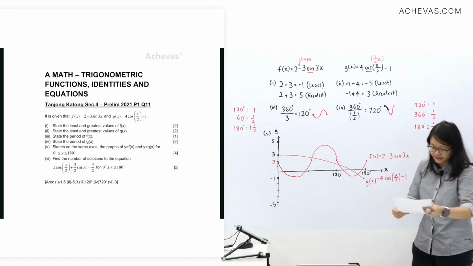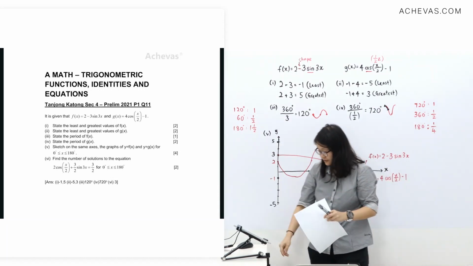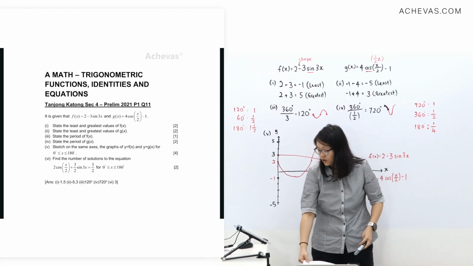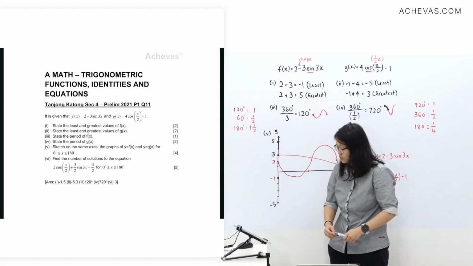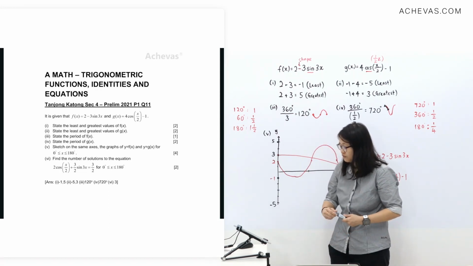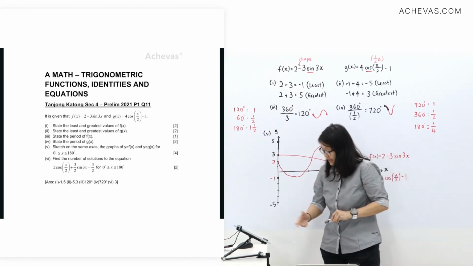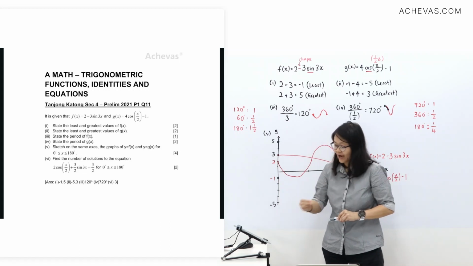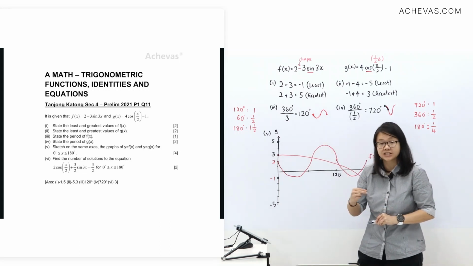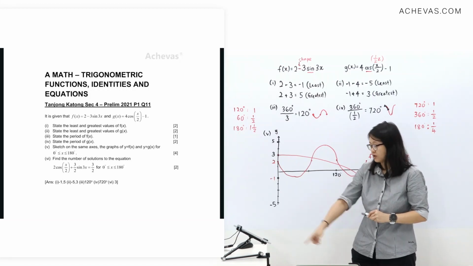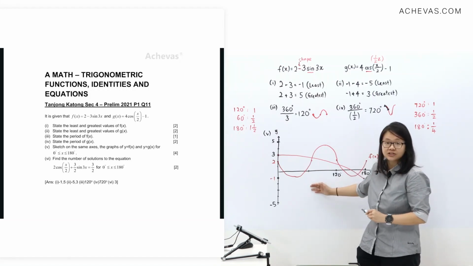Now let's take a look at the next one, where we have to find the number of solutions to the equation 2 cos(x/2) + 3/2 sin 3x = 3/2 for 0 to 180. This one is find the number of solutions, not find the solutions. So we're not going to solve it. We're just going to see how many solutions there are. This is a follow-up question to your sketching a graph.